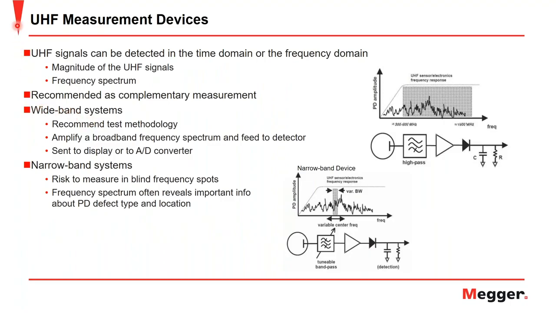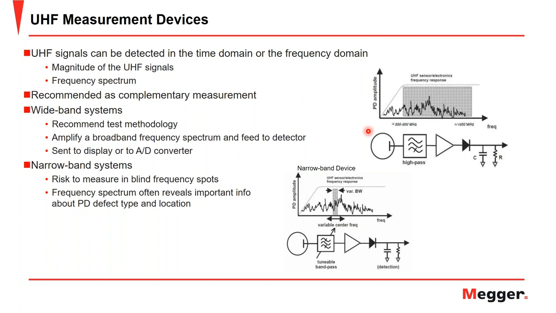And the UHF signals can be detected in either the time domain or the frequency domain. The time domain can be characterized by the magnitude of the UHF pulse, whereas the frequency domain result is a spectra which shows the amplitudes of various frequency resonances stimulated by the PD pulses themselves. And the UHF measurement, or the electromagnetic measurement, is ultimately recommended as the complementary measurement to the electrical or the IEC 60270 conventional method. And again, we were talking about wideband and narrowband.